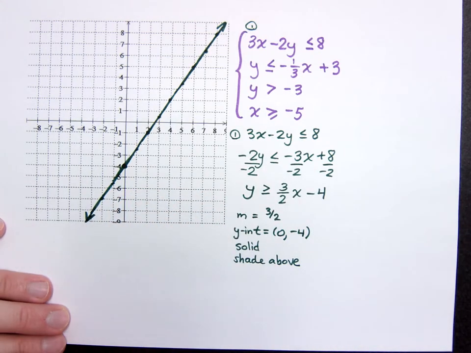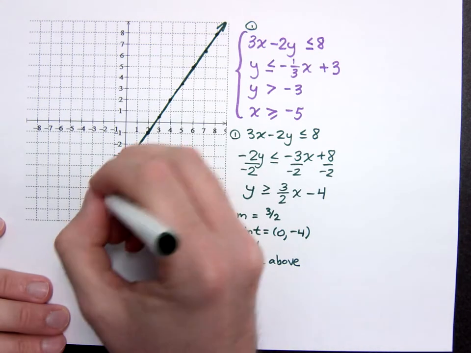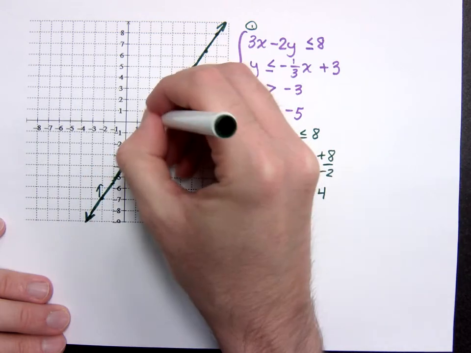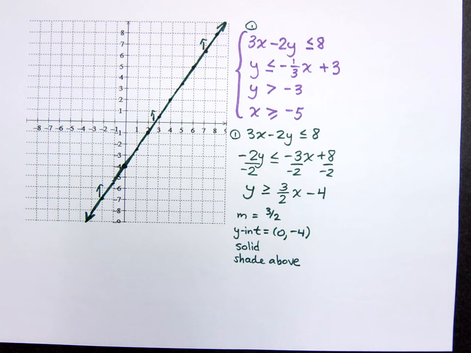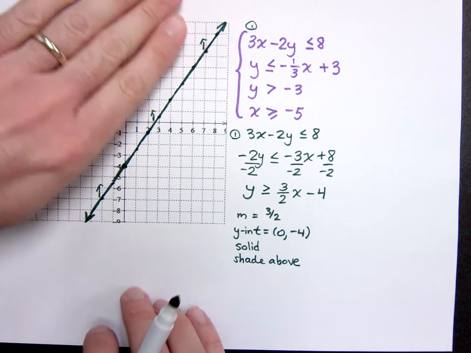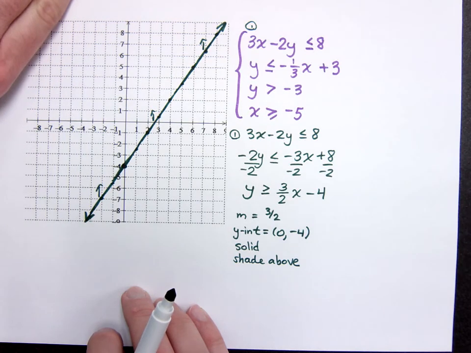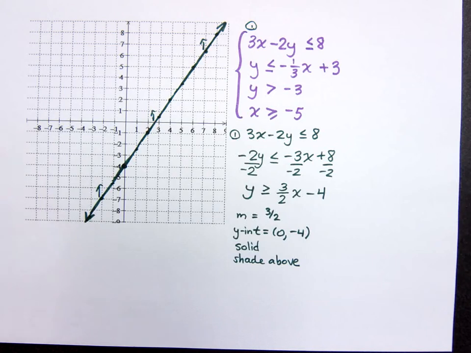I'm going to shade where? I'm going to be shading above. That means if I were to stop right now, my solution set would be everything on this side of the line. Do you all agree? When I start putting more and more inequalities on here, it's going to be more and more restrictive because I'm looking for the intersection.